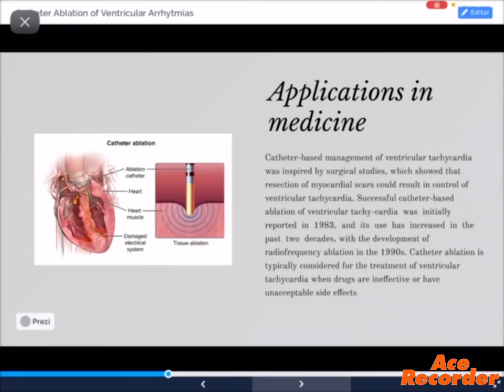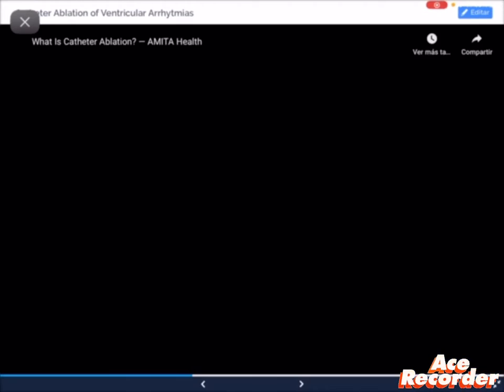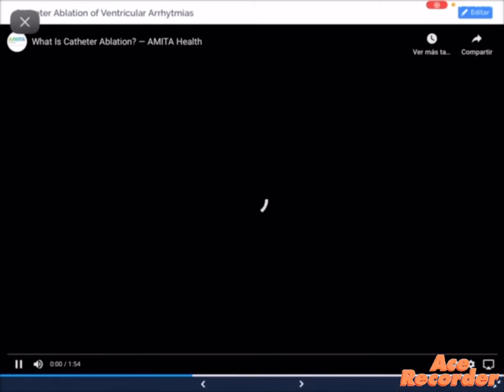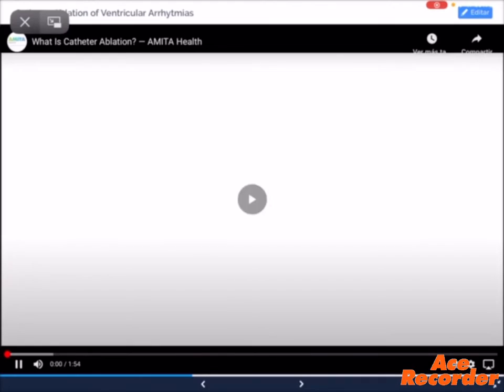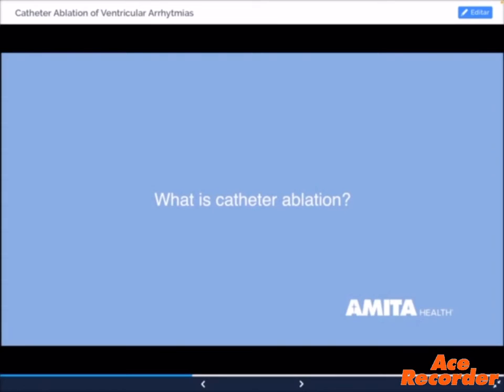Catheter ablation is typically considered part of the treatment of ventricular tachycardia when drugs are ineffective or have unacceptable side effects. If the patient is having a rapid heart rate, there is a good option to be able to fix it. Almost all of these arrhythmias, we would be able to do catheter ablation.